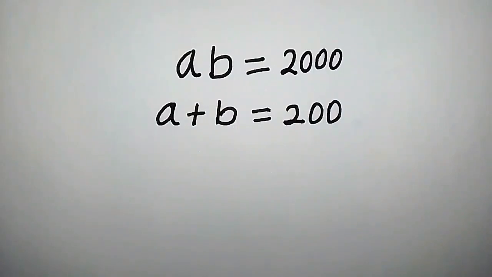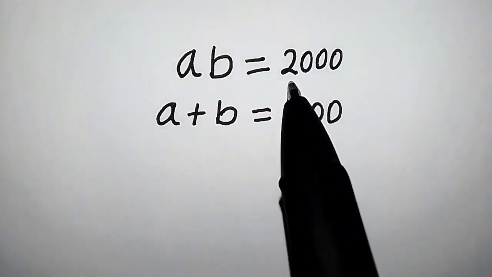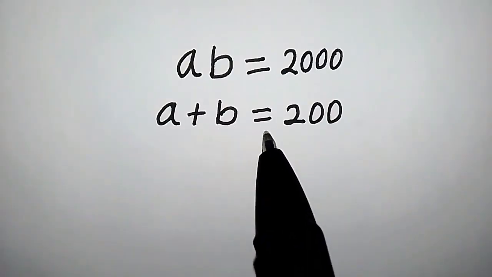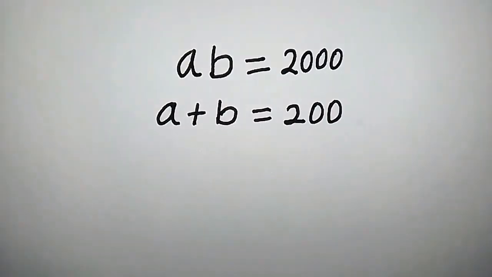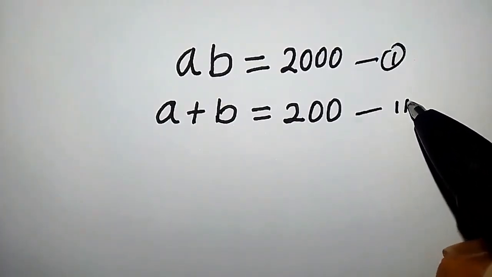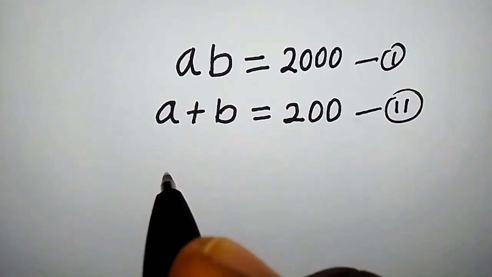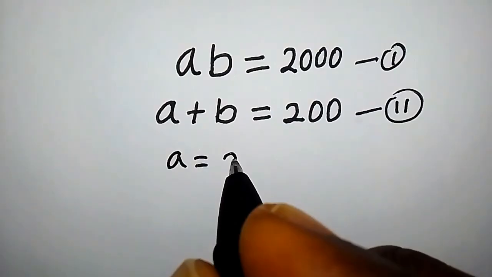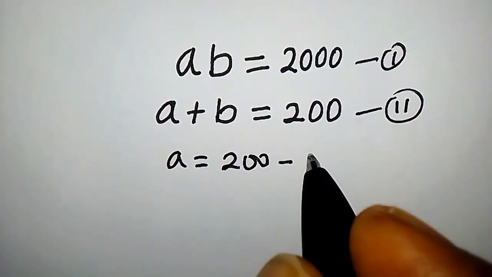Let's solve this question together. AB equal to 2000. A plus B equal to 200. How do we solve for A and B? Let's call this equation 1 and this equation 2. From equation 2, A is equal to 200 minus B.